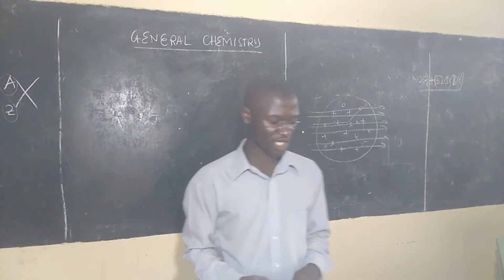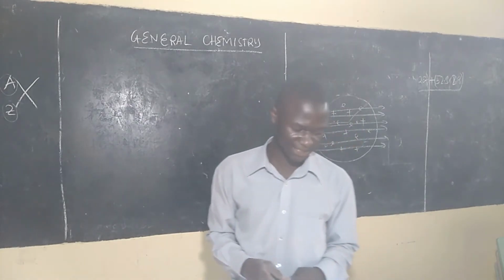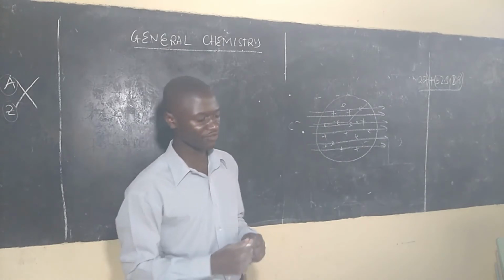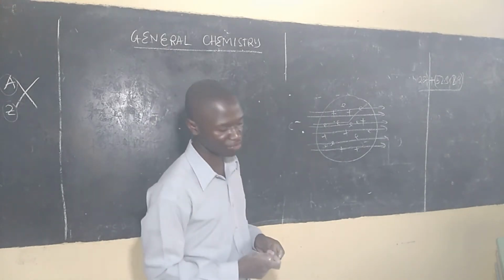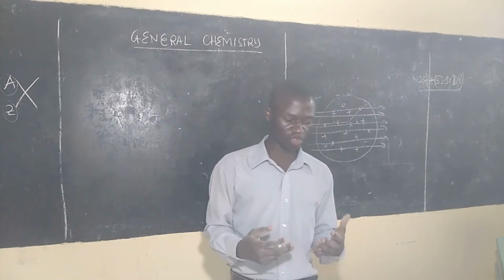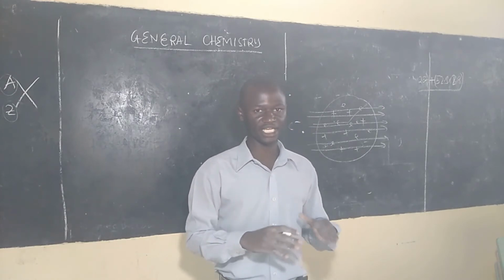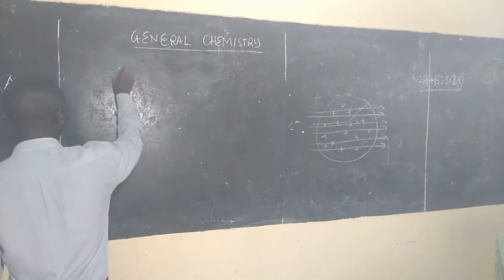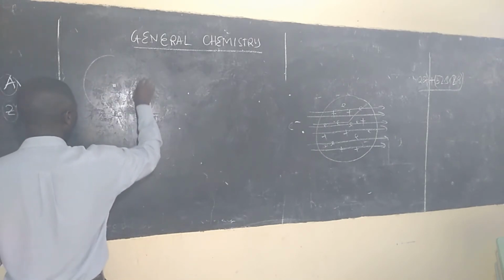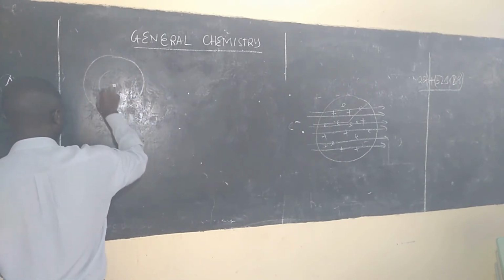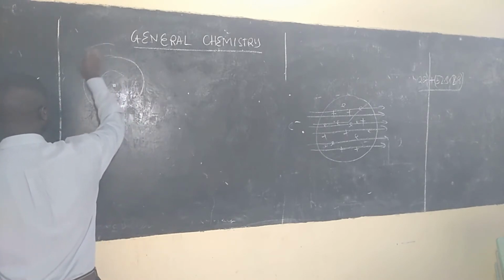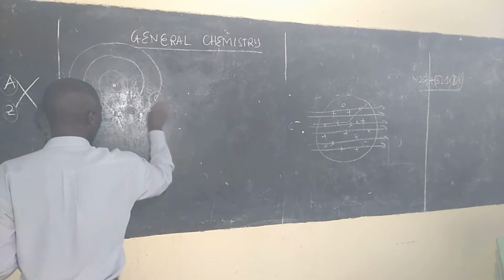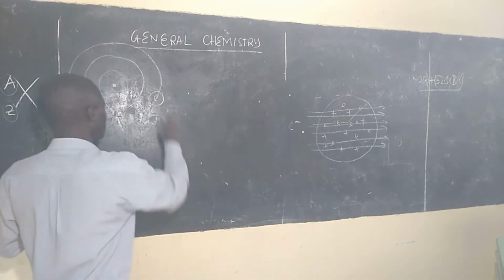First, the electron revolves around the nucleus in a circular permissible orbit. And when they revolve in this orbit, they do not radiate energy. So we have the nucleus, and then we have the electrons revolving in the orbits. And there are different orbits. So when an electron revolves in this orbit, it doesn't lose energy.